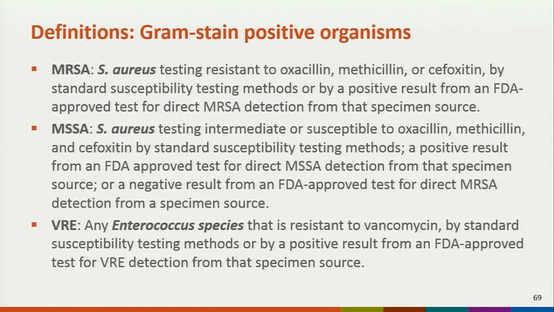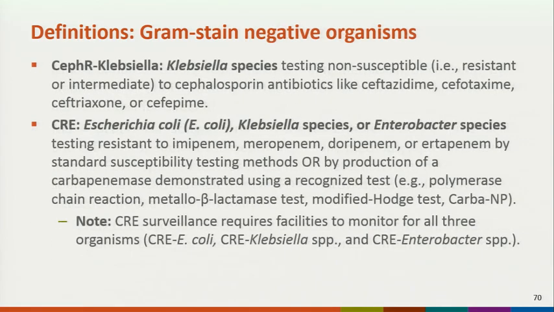Next, VRE is defined as any Enterococcus species that is resistant to vancomycin by standard susceptibility testing methods, or by a positive result from an FDA-approved test for VRE detection in that specimen source. So these are all of the gram-positive organisms that are available in the MDRO module. Next, we're going to go to the gram-negative organisms.